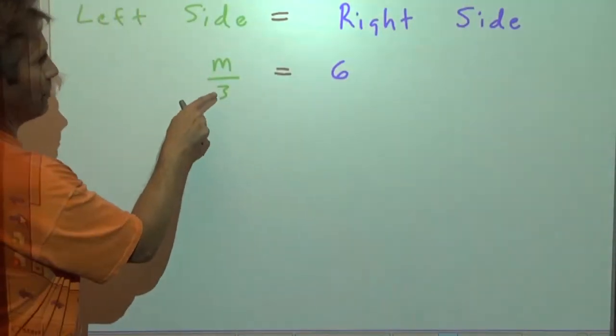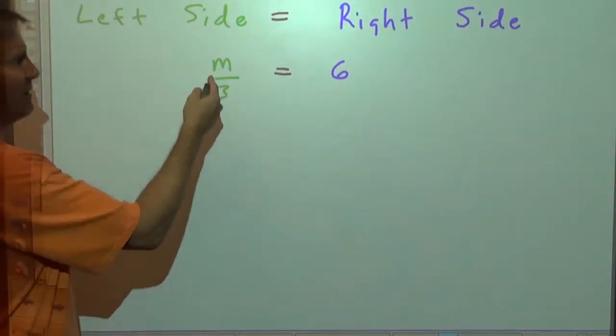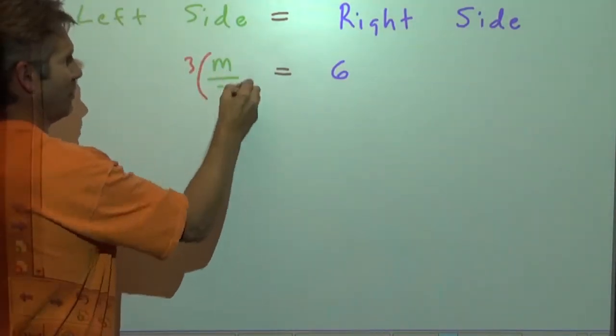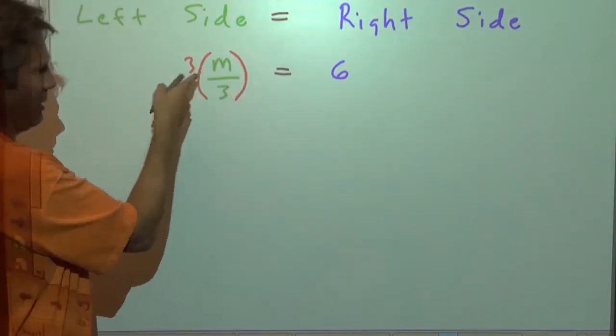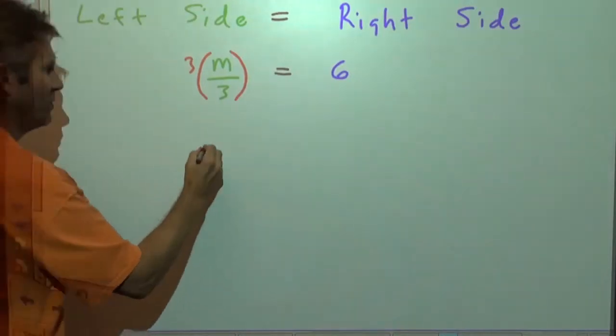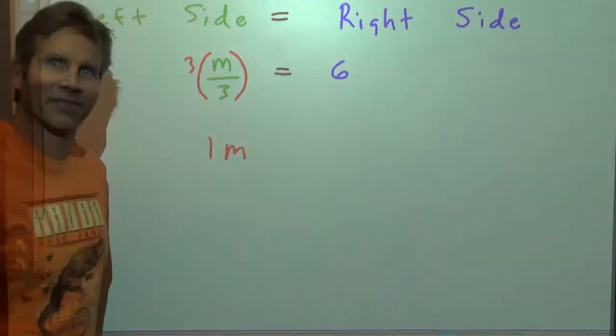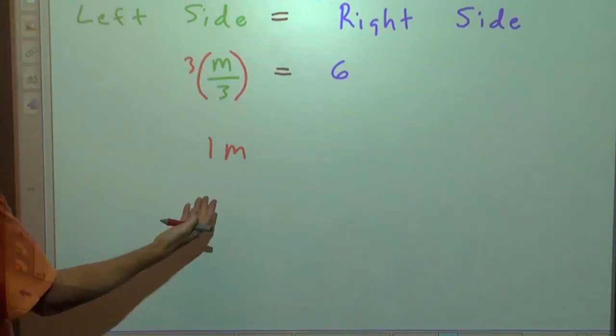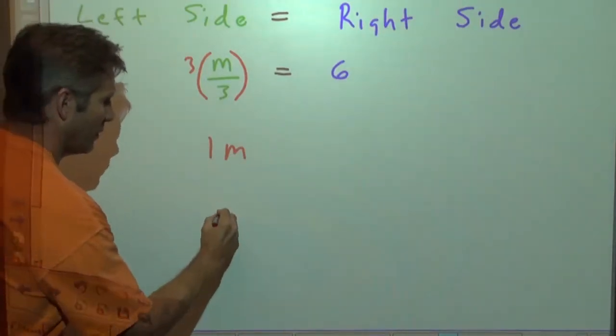M is being divided by 3. We have to counteract division by 3. So what do we do? We multiply this by 3. Put 3 over 1 or whatever, but you're going to end up with 3m divided by 3 is just 1m. By golly, there's that number 1 again. We know that we got 1m. We know what 1m is going to be equal to, and 1 times m is just m.